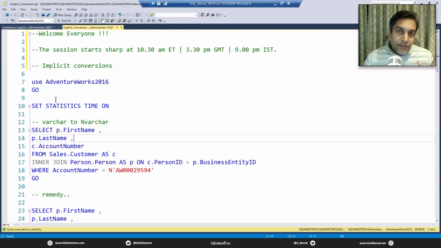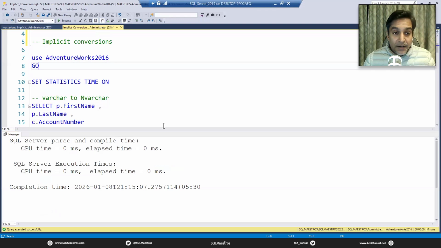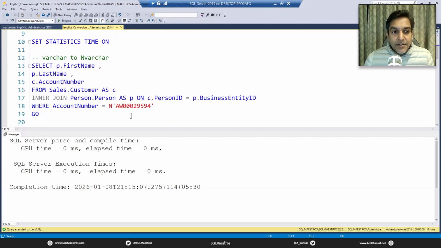Okay, so let's get started. First things first, I am going to turn on statistics here, set statistics time on, because I want to show you the performance impact also. Now, let's look at this simple query here. We have this table Sales.Customer, and we are joining it with Person.Person. The important thing for us here is this portion where account number is equal to some account number. This is the literal here. Now you can clearly see that we put this prefix N here, which means this is nvarchar, and this is what we do nowadays. I mean, we deal a lot with nvarchar.